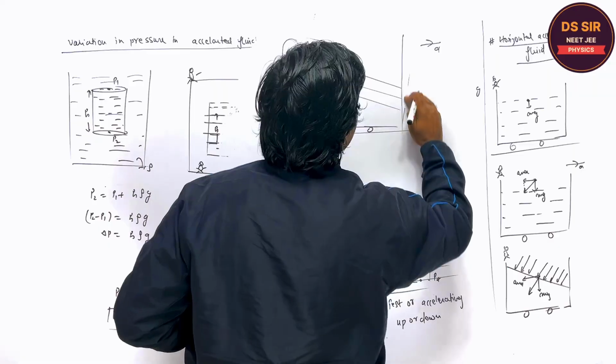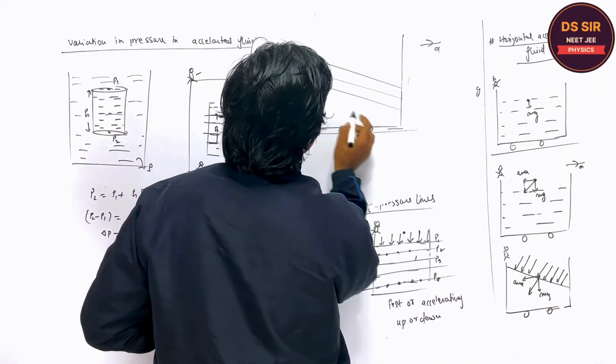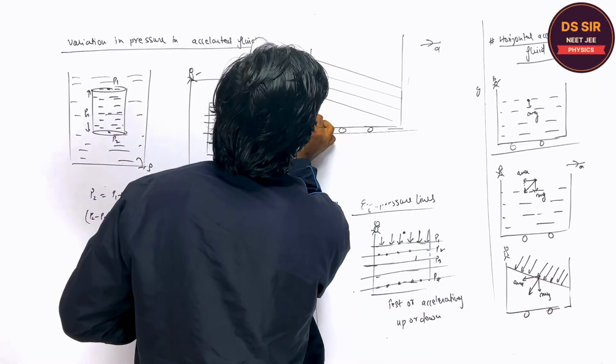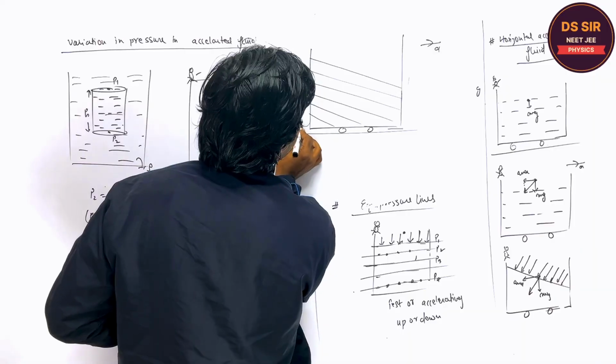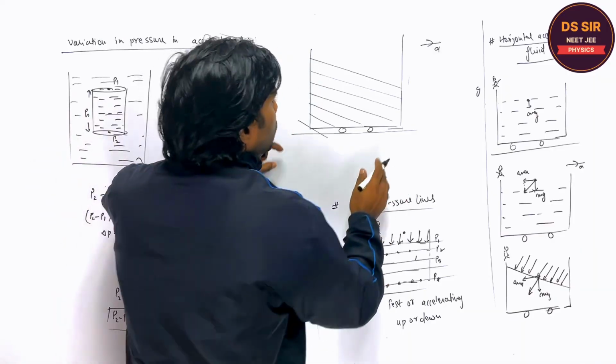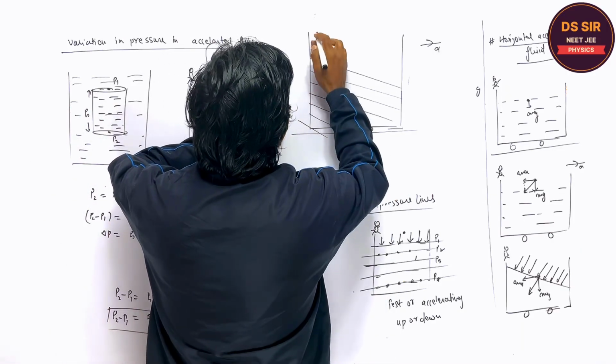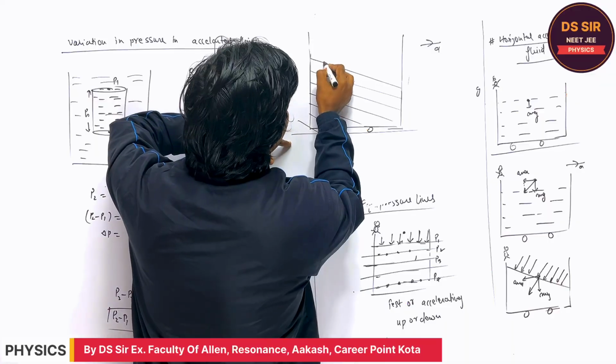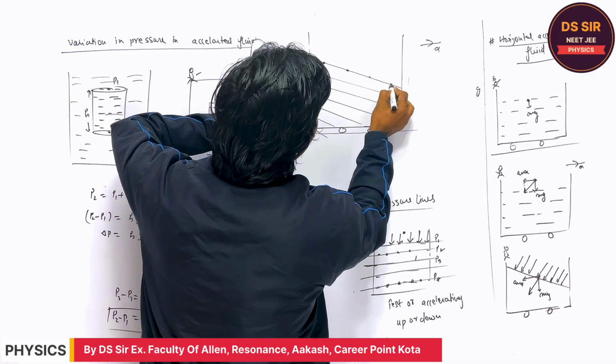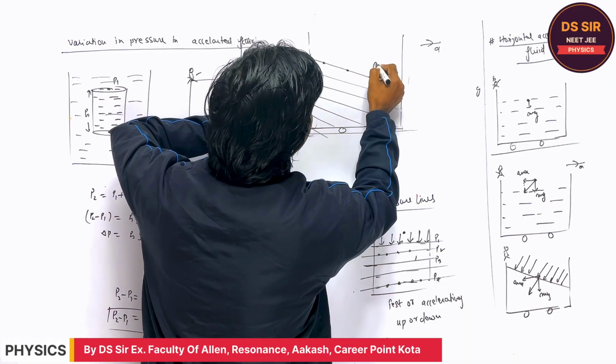Is it clear or not? These are the equipressure lines. So the pressure is increasing in this way. At all the points on a line, the pressure is what? Same.